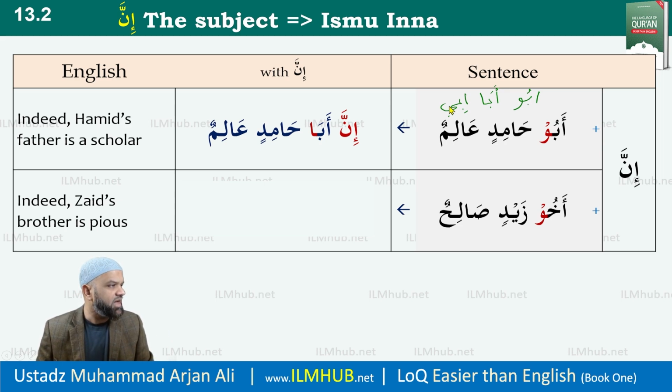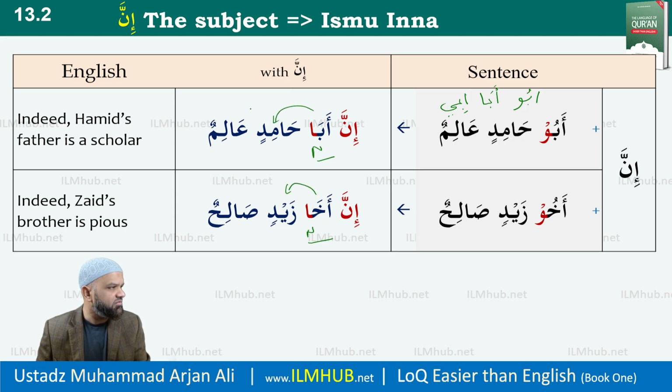So inna Aba Hamidin alimun. And then we have inna Akha Zaidin salihun. Again, I hope you can recognize that this is now our ismu inna, which is nasab. And of course, this is your mudaf, and your mudaf ilayhi is here. And then, of course, this is now my khabaru inna. So again, exactly the same principle follows, except that you have to know which categories of words and how they express their i'rab, which is exactly the thing that I've been mentioning all the way from the beginning. You can see now, inshallah, all of that coming together.